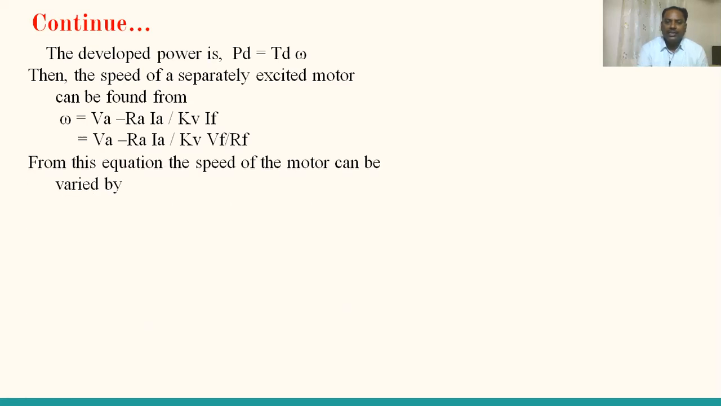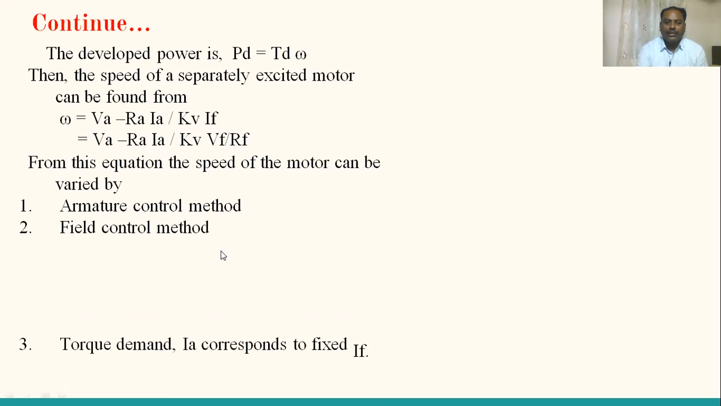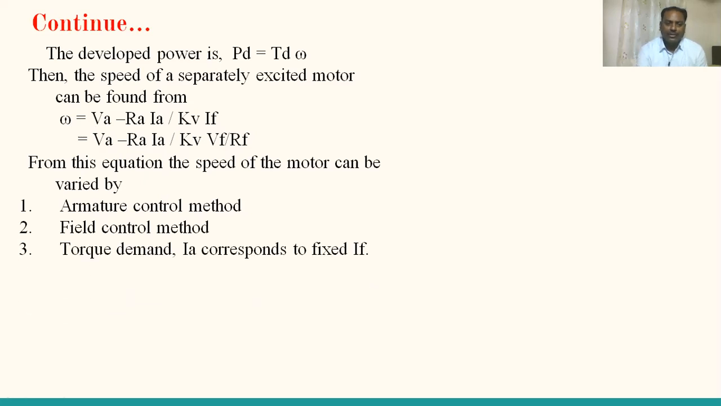From this equation, the speed of the motor can be varied by two methods. One is the armature control method, because the voltage across the armature is directly proportional to the speed. The second one is the field control method. In the field control method, the speed is inversely proportional to the field current. Another one is torque demand. To maintain the torque constant, IA and IF both are to be fixed.